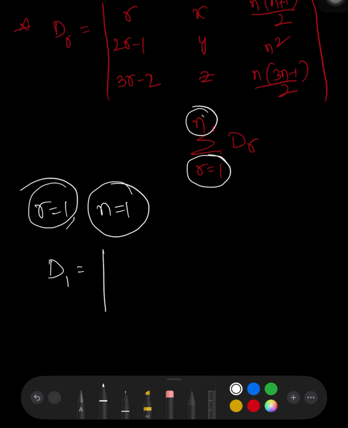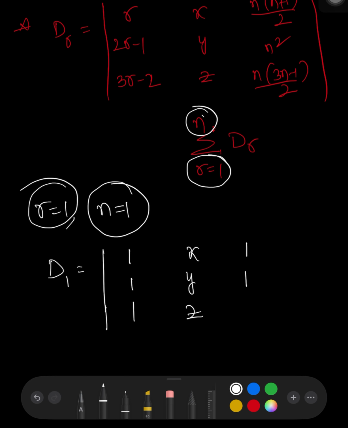So what we will get here is, if r equal to 1, this one will become 1, this will become 1 and this will become 1, and here there is no change, x, y, z, I am not assuming anything. And here n into n plus 1 by 2, if I substitute n equal to 1, 2 by 2 is 1. This is n square, 1 square is 1, and 3 minus 1 is 2, by 2 is 1. If you observe, two columns are the same, so the determinant value is straight away equal to 0. So like this we can solve the question.